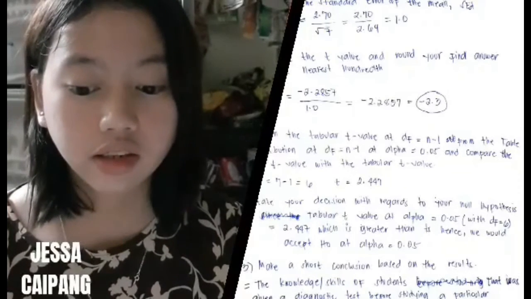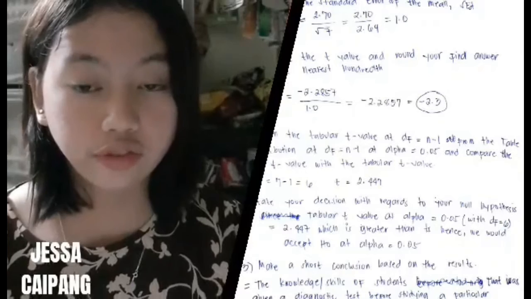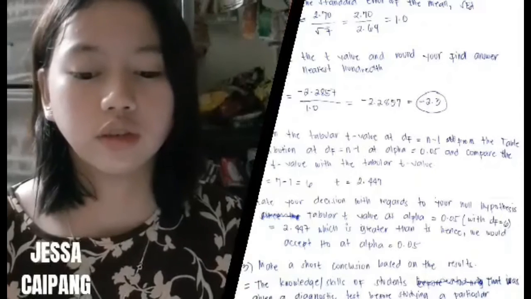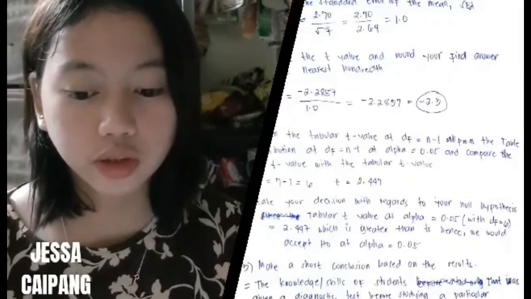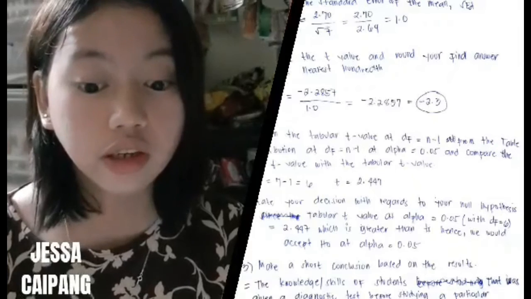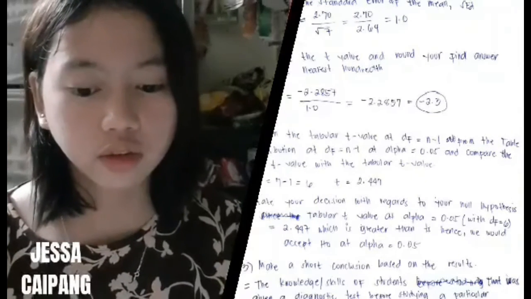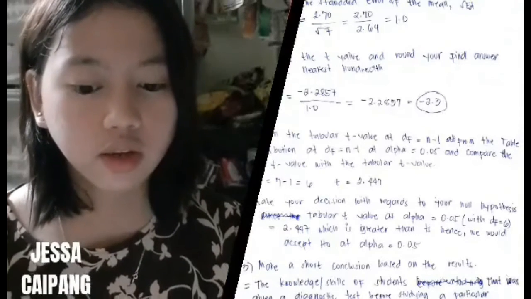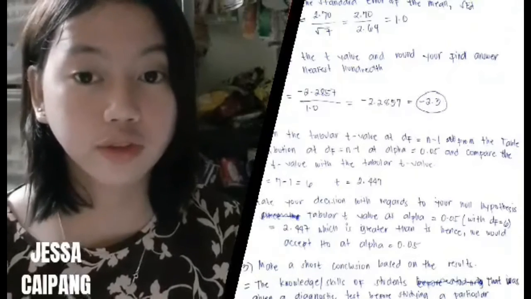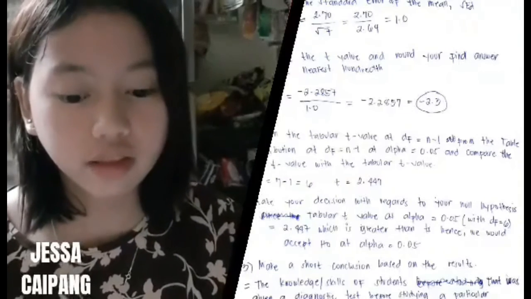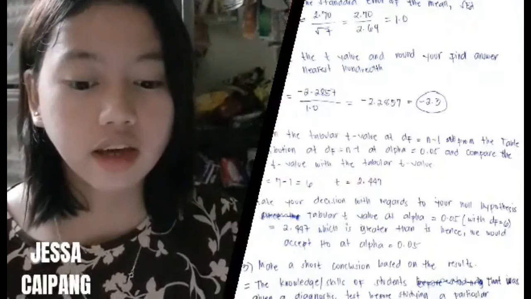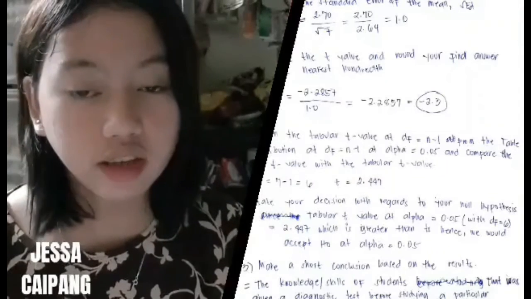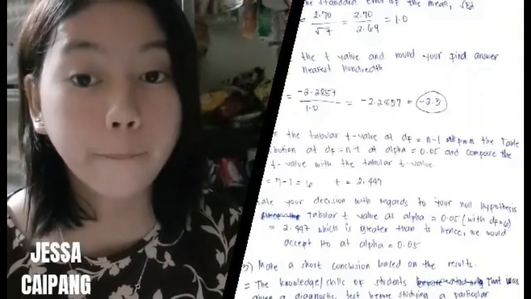The standard error is equal to the standard deviation divided by the square root of n. So, we substitute. The standard deviation is 2.70, divided by the square root of n, which is 7 because there are 7 students. The square root of 7 is 2.64. So, the answer is 2.70 divided by 2.64, which is equal to 1.0.